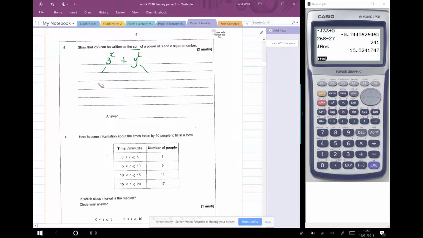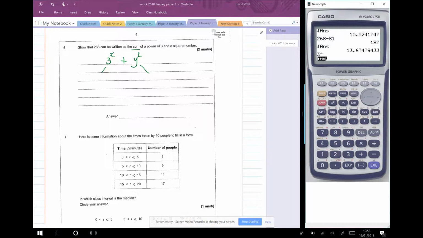So we can't use 3 cubed. Let's try 3 to the power 4. What's 3 to the 4? Well, that's 3 squared times 3 squared, which is 81. If I subtract 81 from 268, 268 minus 81, I get 187. Is that a square number? Square root. No, it isn't. So that's no good. Let's try 3 to the 5.